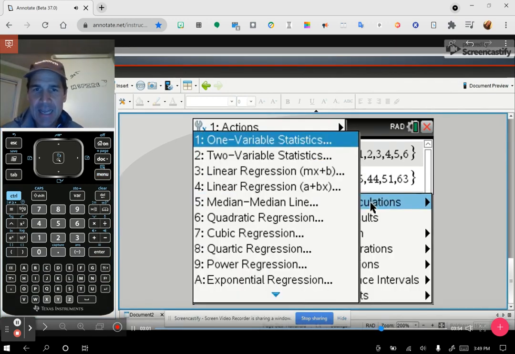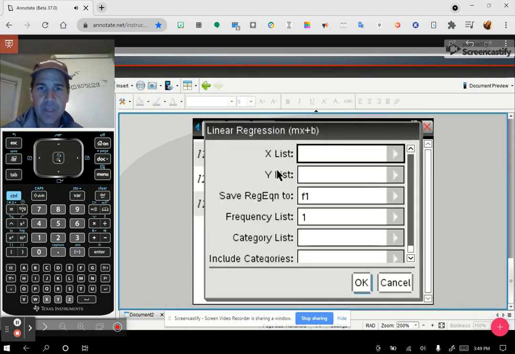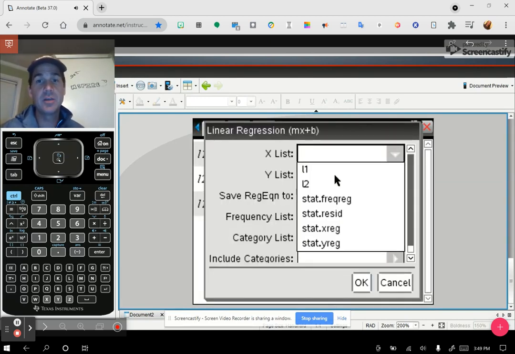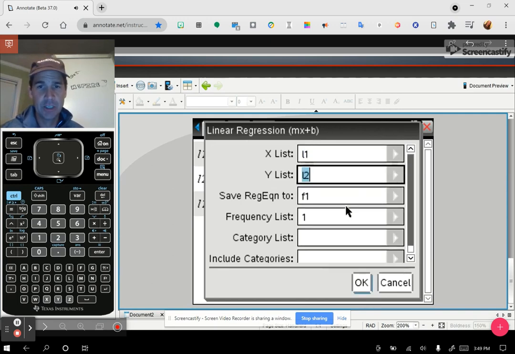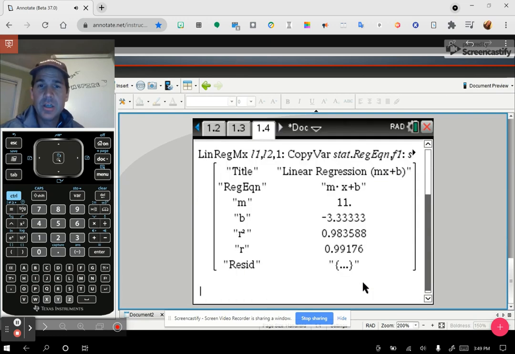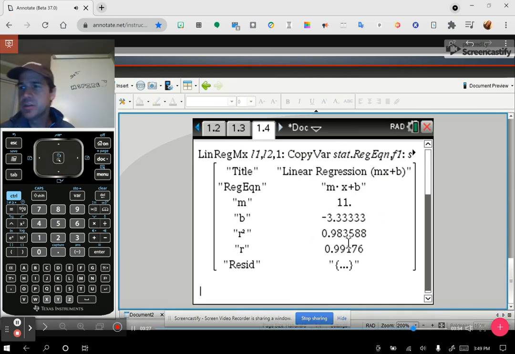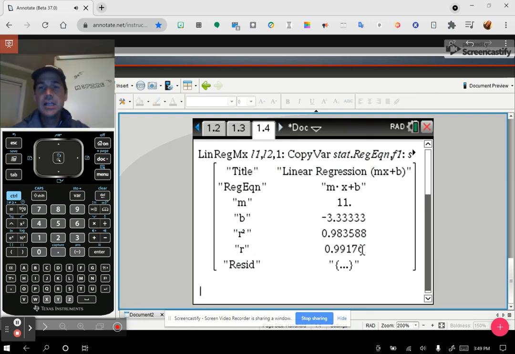I'm going to go to Menu, Statistics, and the first one, Stat Calcs, and then do linear regression. My first list for X is going to be L1, and my second list is going to be L2. It can save it to F1 if you want the line saved somewhere to use later. Then you just hit OK, and there it is. There's M, your slope. There's your y-intercept. There is R squared, the coefficient of determination, if you need that, and there is your R, your correlation coefficient.